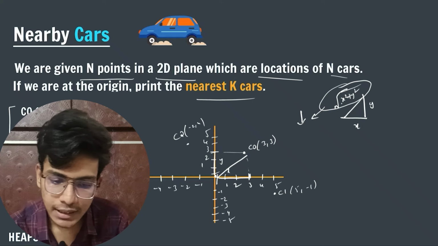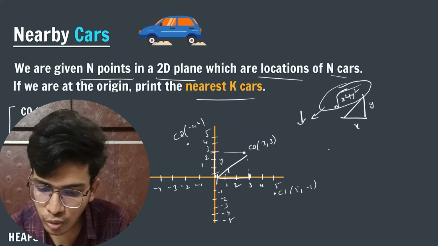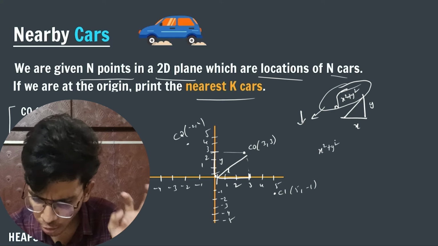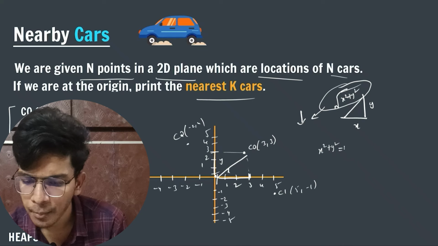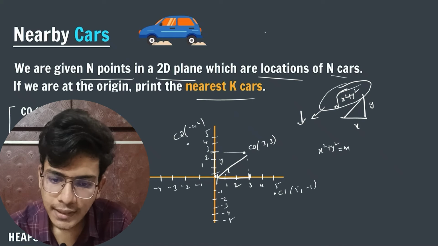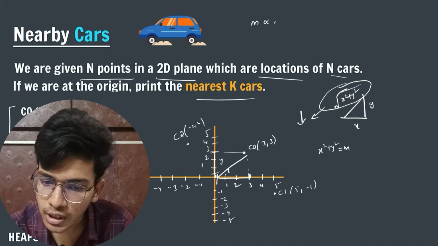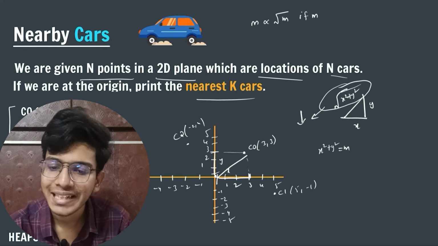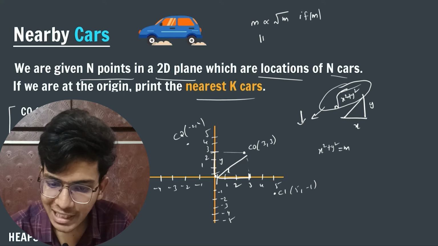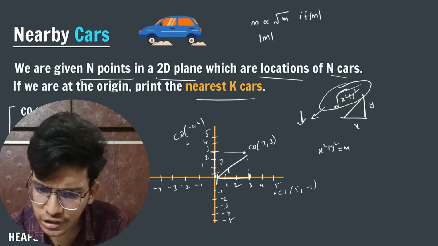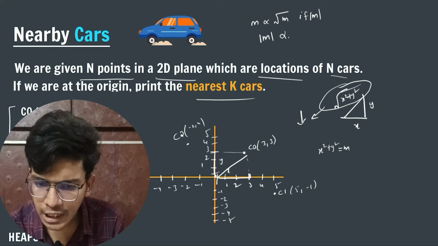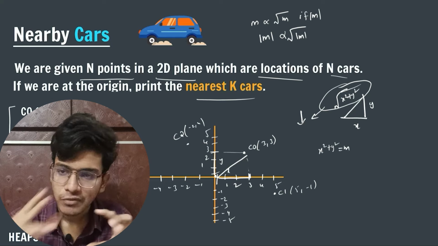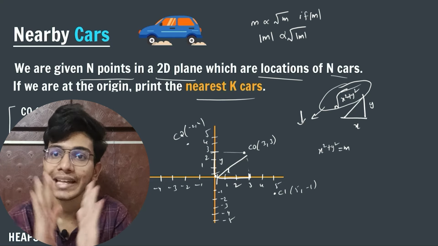Now let us consider that this value, not root over, but x square plus y square, is m. Now can I say that m is directly proportional to root m if m is positive? Let's say I am only taking mod. So if I am only taking positive values, then mod m is directly proportional to root mod m. It means that if m is increasing, then the root m value will also increase.